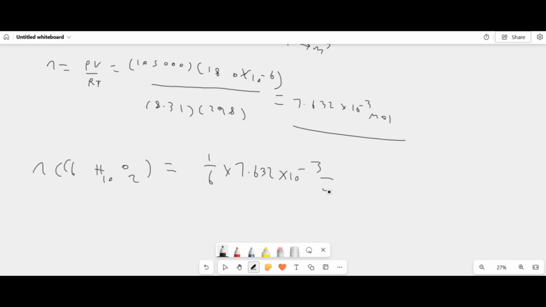Yeah. So after you input that into the calculator or into your brain, you'll find that it's 1.272 times 10 to the power minus 3.